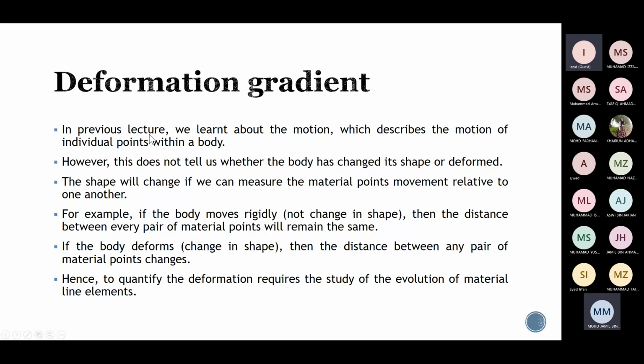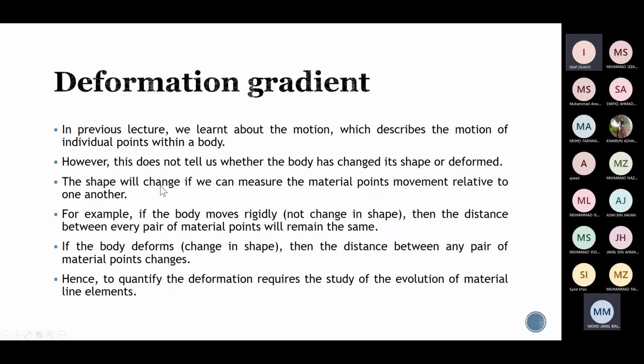In the previous lecture, we learned about motion, which describes the motion of individual points in a body. However, the motion that we learned last week does not tell us whether the body has changed in shape or deformed. We know that the particle is moving to a new position, but we didn't quantify whether the body has changed in shape, or whether it's deformed, or whether it is just rolling or moving in translational motion.